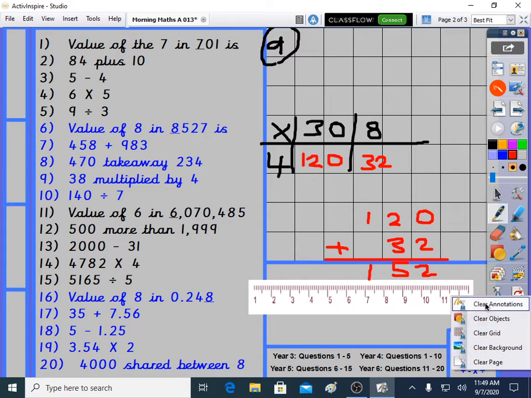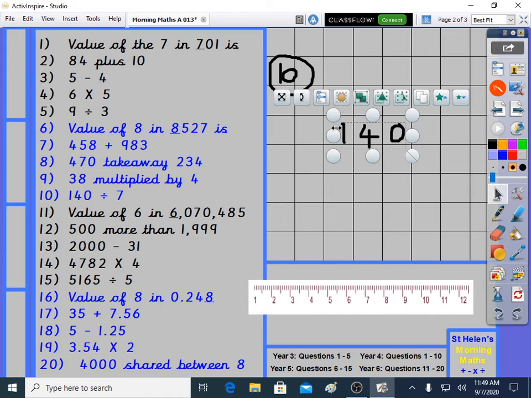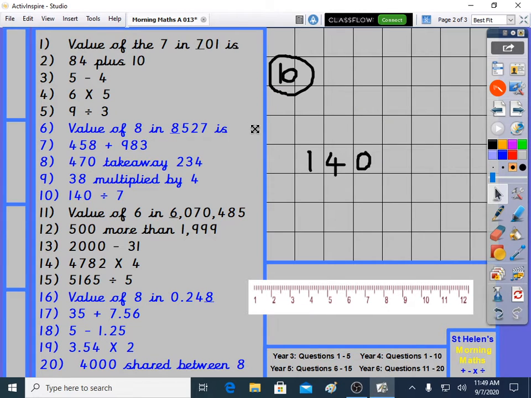Let's move on to the last question at year 4 level. So some year 4s will go past this. Some year 5s are warming up on this. 140 divided by 7. There's different ways of doing this. I know, for example, that 140 looks a bit like 14, doesn't it? I know that 14 divided by 7 is 2.